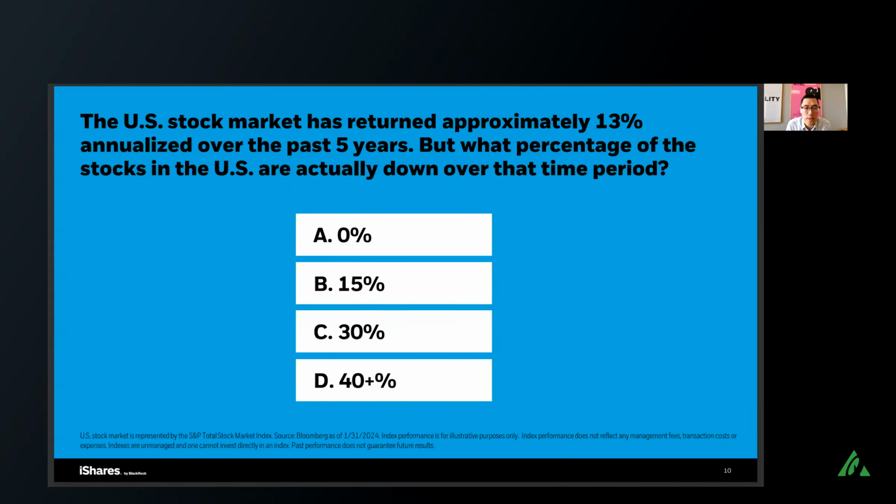And we thought we'd illustrate this point through a bit of a poll. And so here's the question, right? So the US stock market has returned.